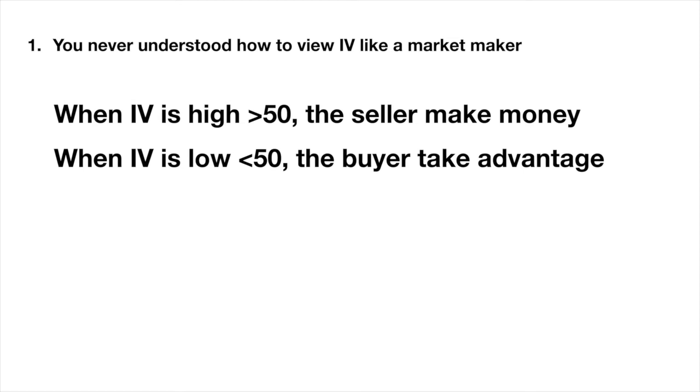If implied volatility is high, meaning greater than 50, the seller makes money. Now, I want you to understand what that really means. You're buying the contract from a market maker. The implied volatility is, let's say, 45 or 30, so you're able to buy it and enter the door at a lower premium. Market conditions change. There's a lot of momentum put behind that particular share price.